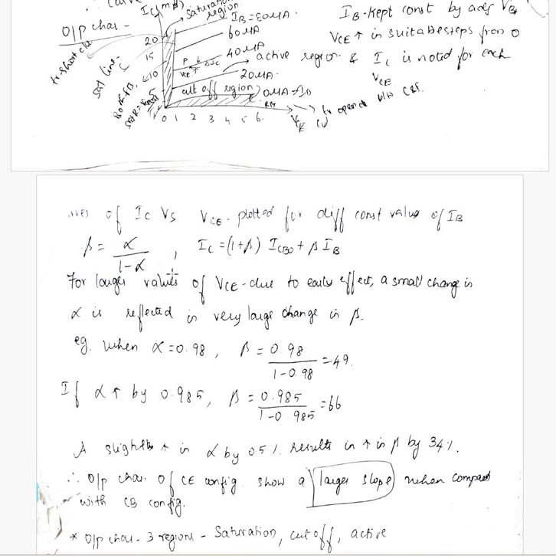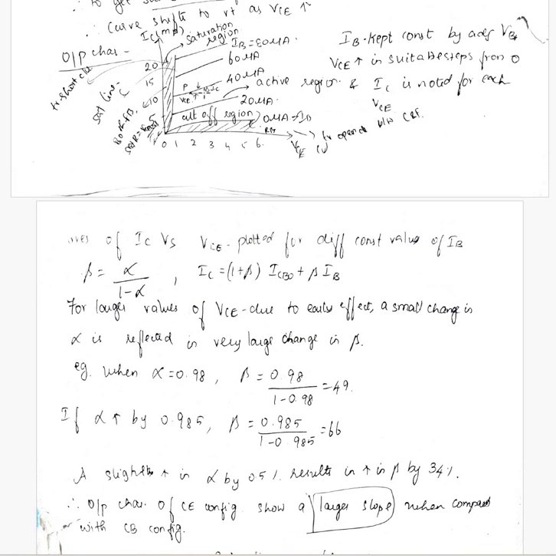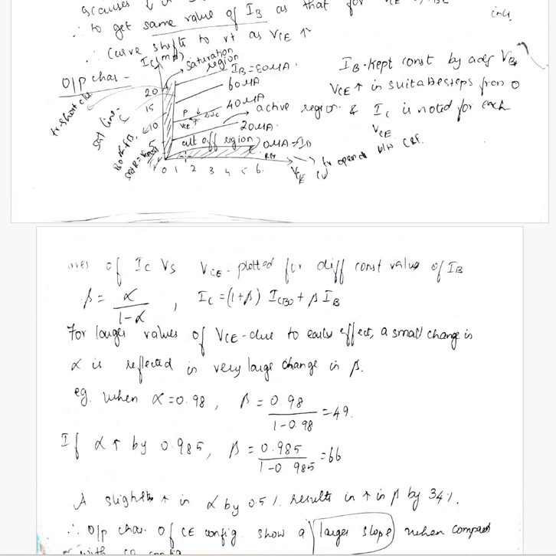In common base, alpha value changes from 0.98 to 0.985. Here beta, the current gain of common emitter, changes from 49 to 66 for the same alpha values. So because of this large change, there is a slope in the output characteristic curve.